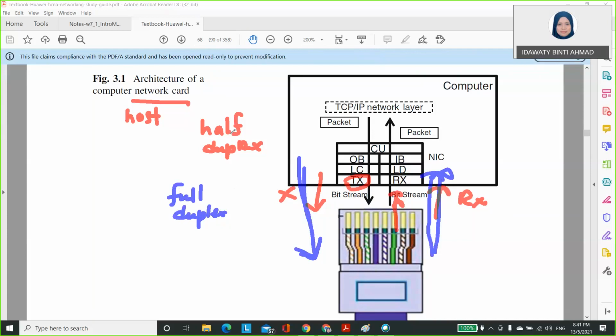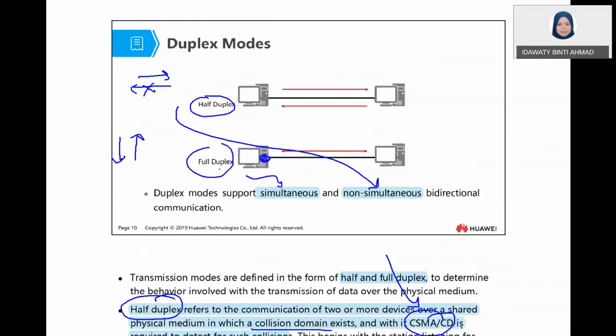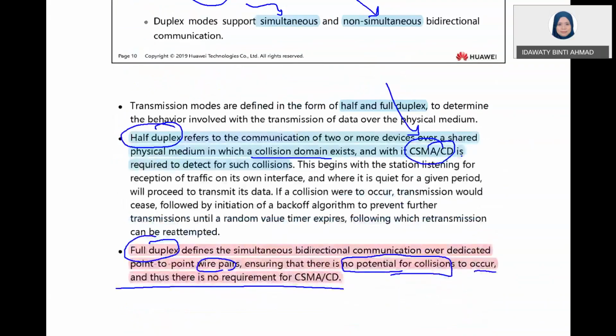But half duplex is different. When you want to send, you cannot receive. Basically, if you are receiving a signal, you cannot send. So that is half duplex. I guess that's the meaning of these duplex modes here.